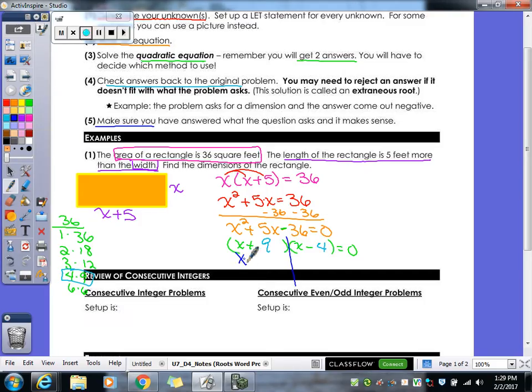So we set them equal to 0. So x plus 9 equals 0. x minus 4 equals 0. Subtract my 9 and I get x equals negative 9. Add our 4. We get x equals 4. I'm going to put those up here. So I have negative 9 and I have 4.